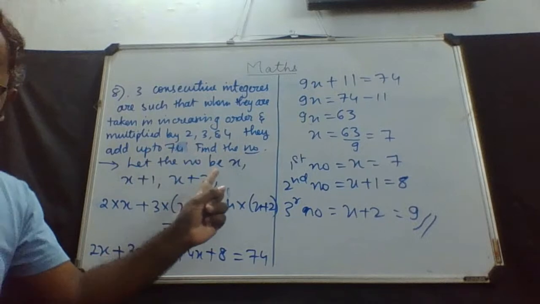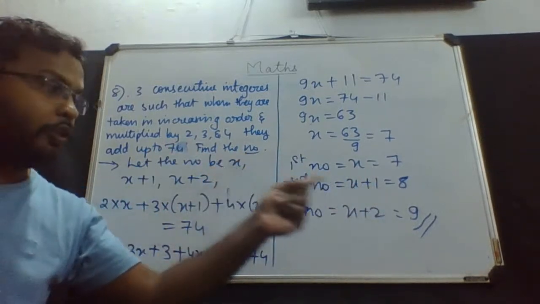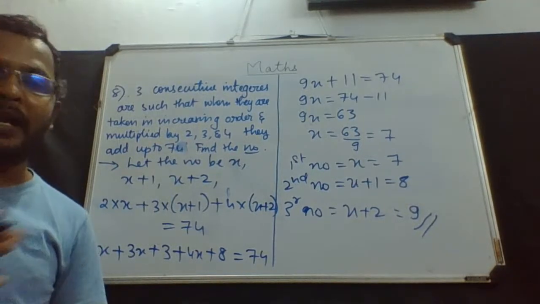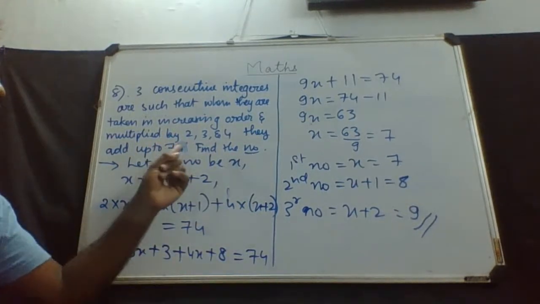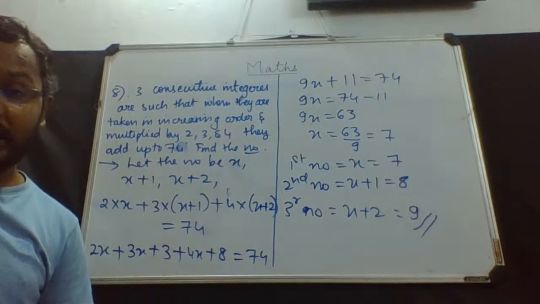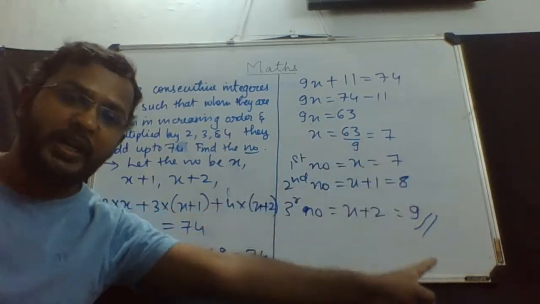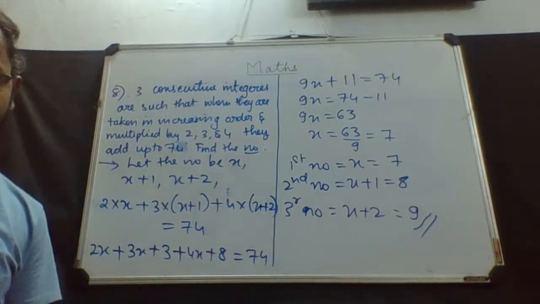Multiply 7 by 2, multiply 8 by 3, and multiply 9 by 4, and when you add them, their sum should come how much? 74. You can cross check that answer also. Okay, whatever answers you get, after getting them you can also cross check.